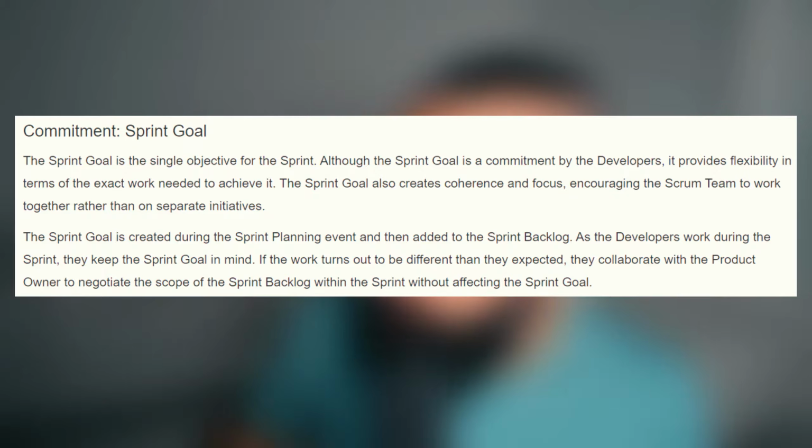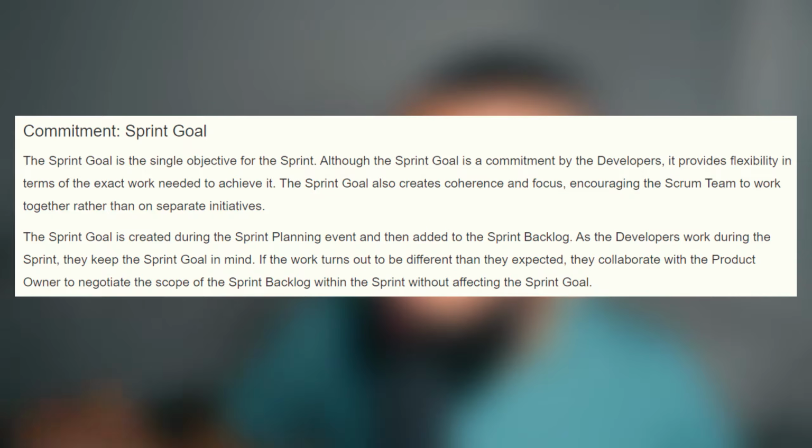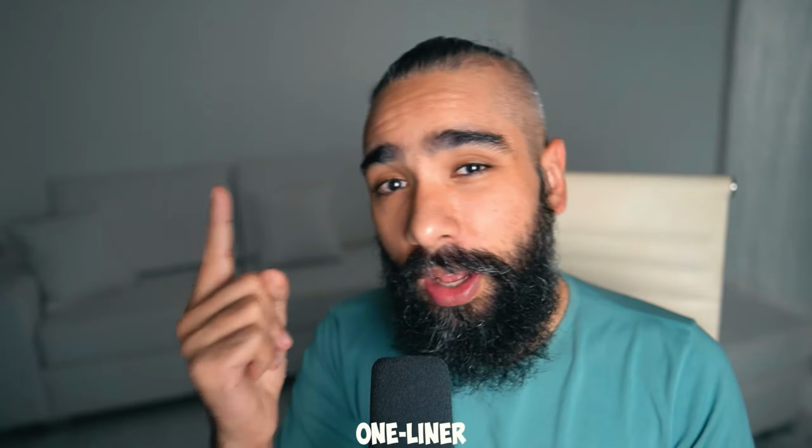As the developers work during the sprint, they keep the sprint goal in mind. If the work turns out to be different than they expected, they collaborate with the product owner to negotiate the scope of the sprint backlog within the sprint without affecting the sprint goal. A sprint goal should be easy to understand. It's often a one-liner supporting a larger theme in your product.